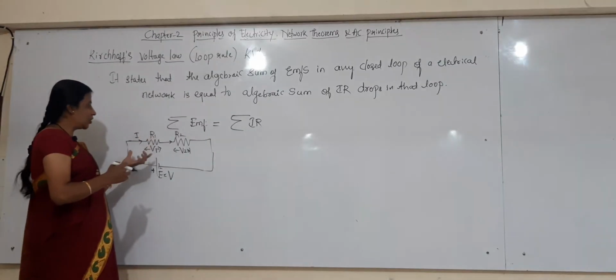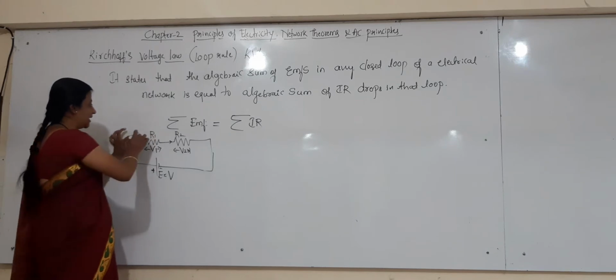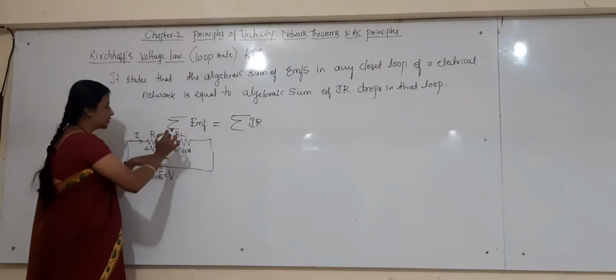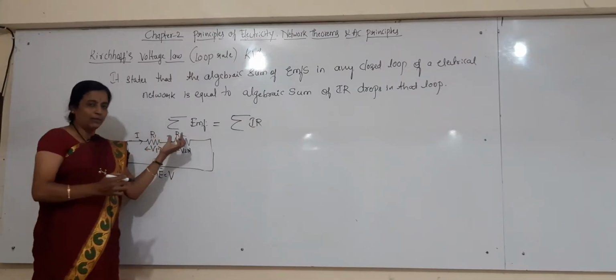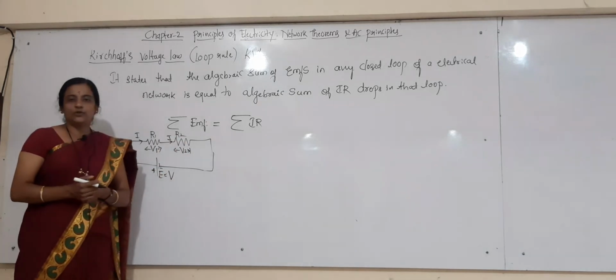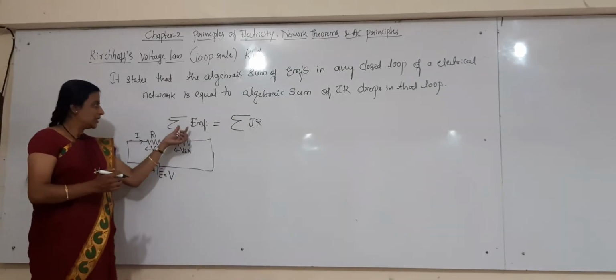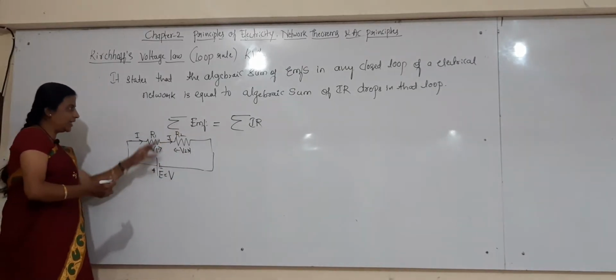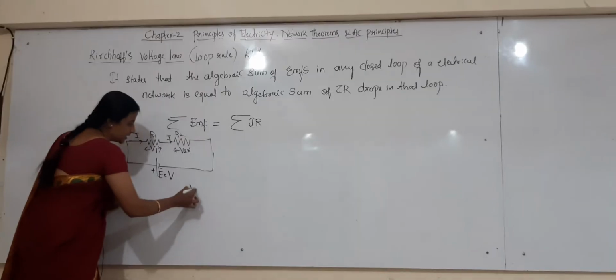Why do we call it an IR drop? It is I into R1, and the same current flows through R2, so I into R2 is the product V2. That product itself we write as IR. Now the sum of EMFs: how many EMFs are there here? The EMF is nothing but V.